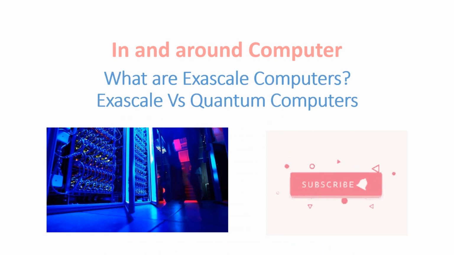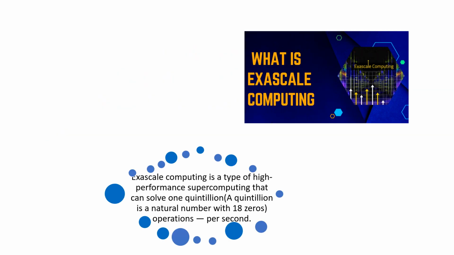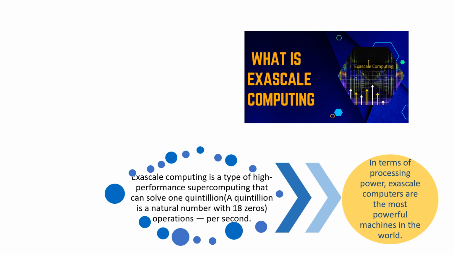In this video, we are going to see what exascale computers are and the difference between exascale and quantum computers. What is exascale computing? This is a type of high performance supercomputing that can perform 1 quintillion operations per second. Quintillion is a natural number with 18 zeros. So we can perform that many operations in a second. In terms of processing power, exascale computers are the most powerful machines in the world.